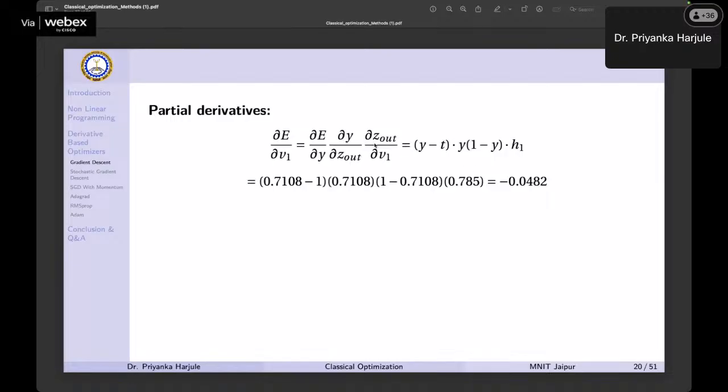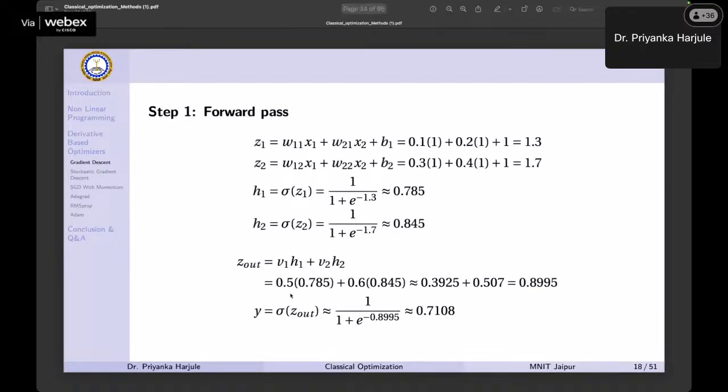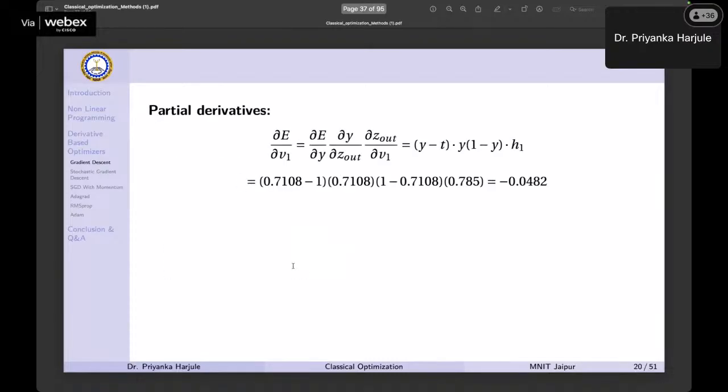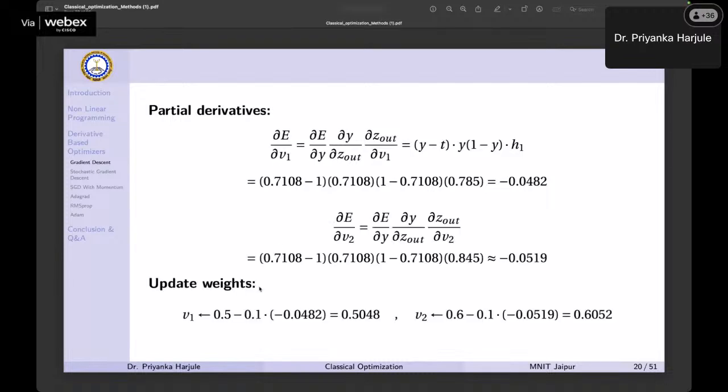And you also have the equation for z out here. So when you take the partial derivative of z out with respect to v1, you get h1. And you have all the values here present. So this way you can find the gradient, okay? And substitute in the update rule to get the next set of weights. So this way you can find the other weight also for the next iteration, and this comes to be 0.5 for v1 and 0.6 for v2.